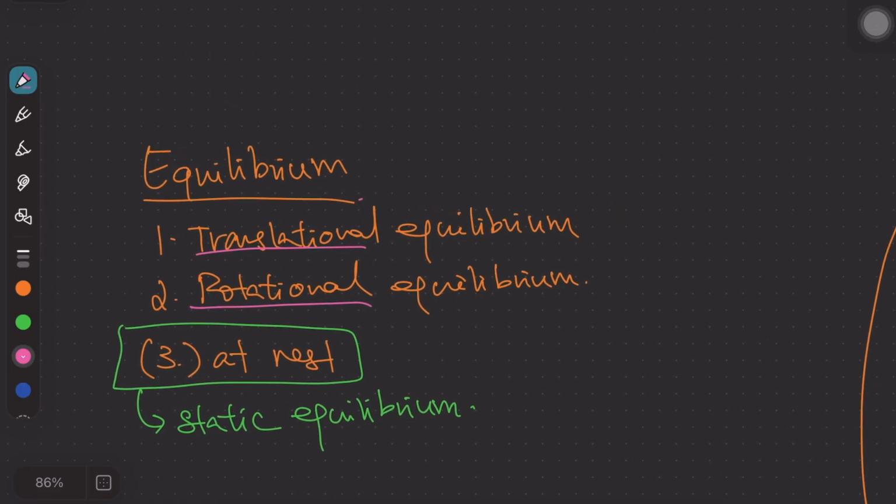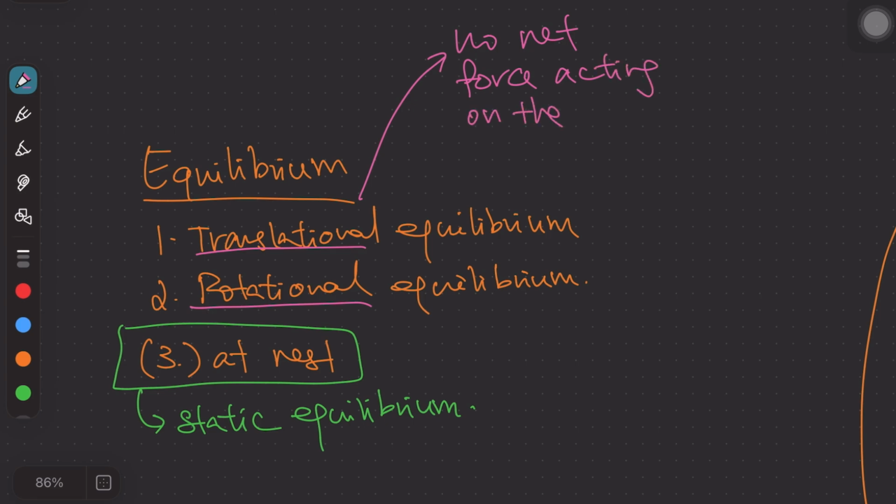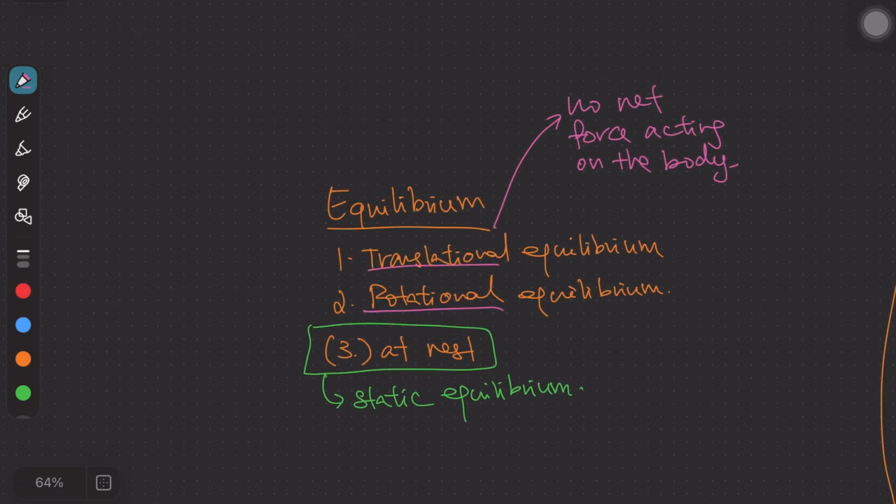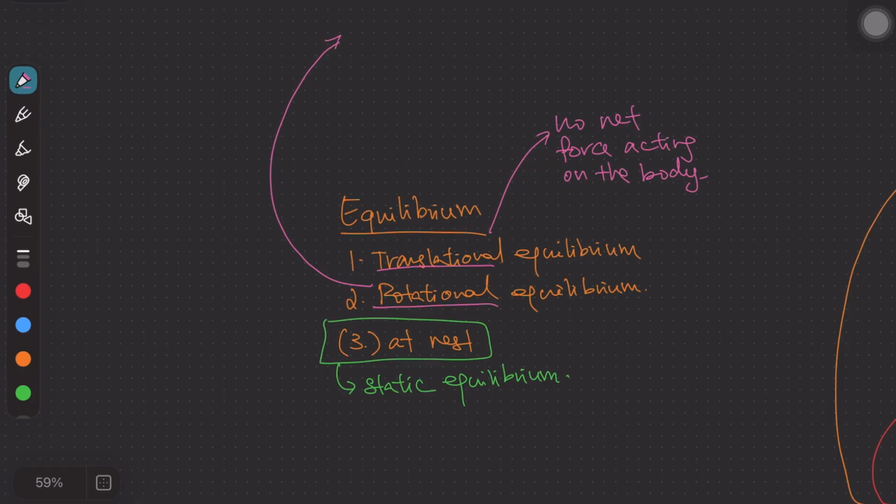Now let's talk about translational equilibrium and rotational equilibrium. So what is translational equilibrium? It is when there is no net force acting on the body. And for rotational equilibrium, we have no net moment about any point on the body. This idea that it's on any point is very important.